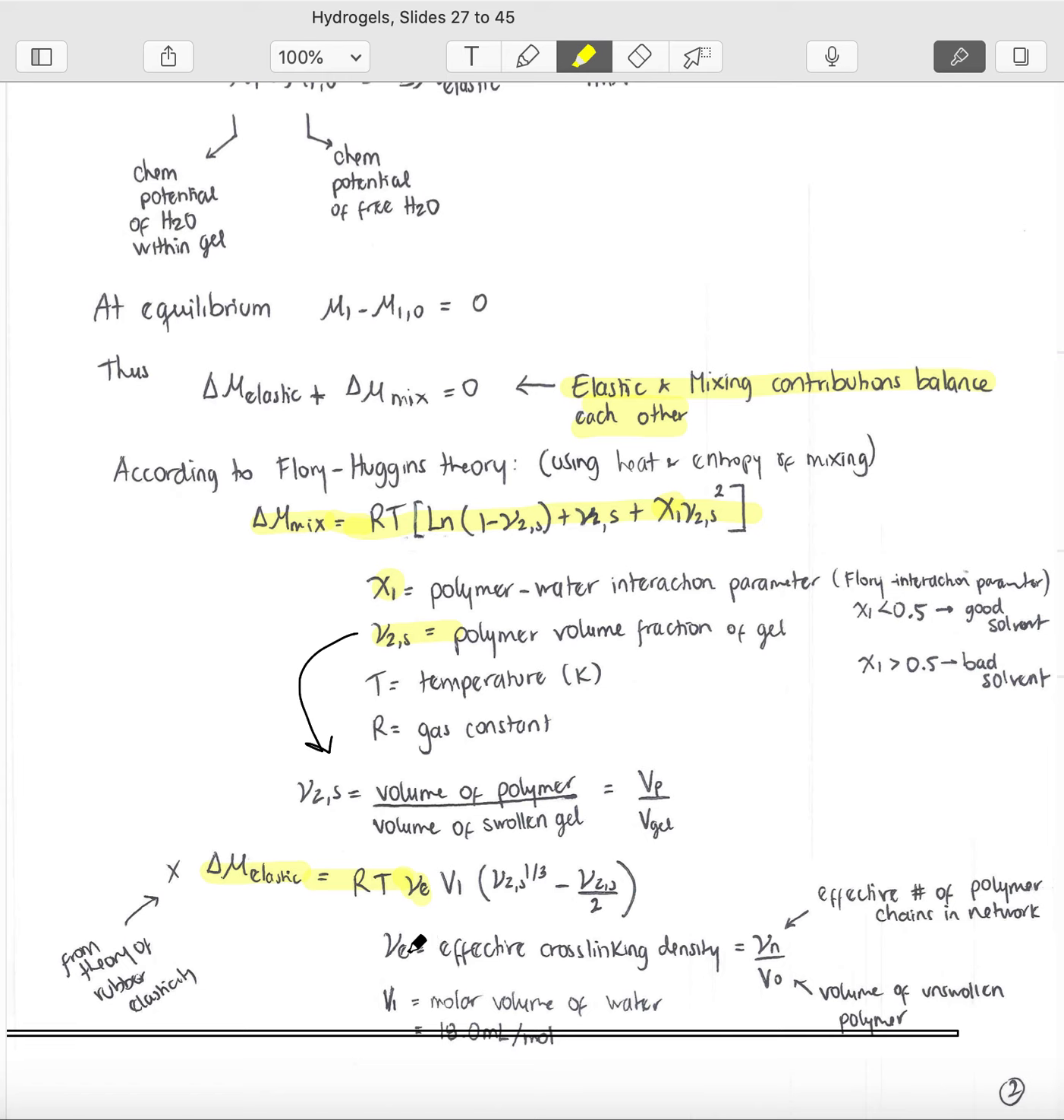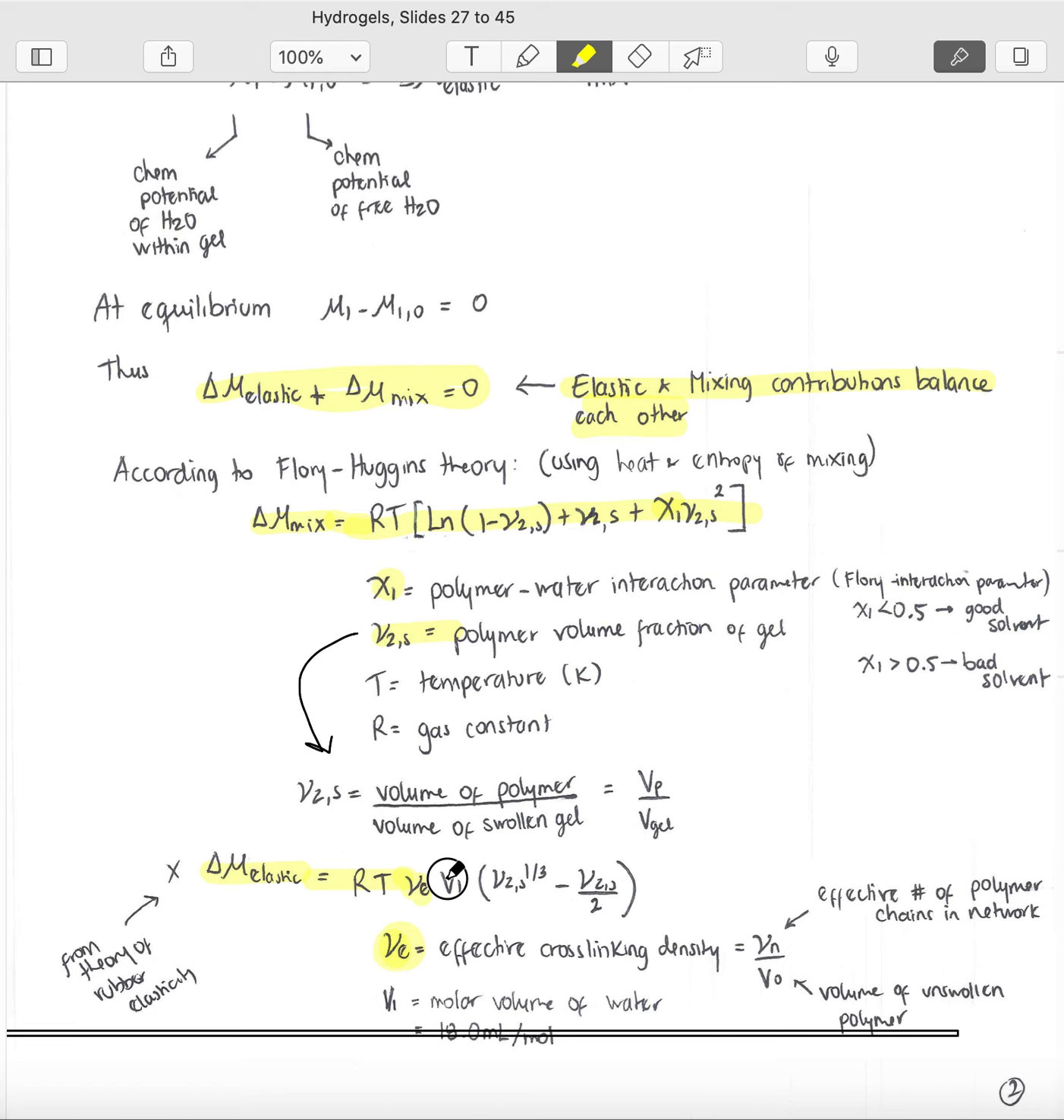VE is the effective cross-linking density of the hydrogel, which is equal to nu n, the effective number of polymer chains in the network, divided by V0, the volume of the unswollen polymer. I should mention that this VE is very important because within the calculation of this VE is where the molecular weight between crosslinks comes into play. And so really we're going to be putting these equations into this equation and solving for VE, where VE is going to have within it the molecular weight between crosslinks.